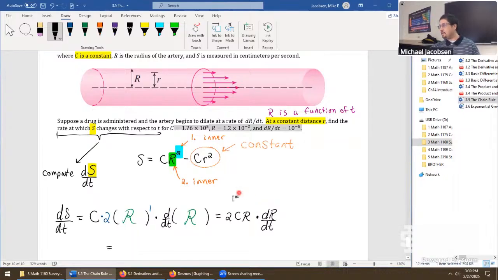So next line, we have 2 times this coefficient C, 1.76 times 10 to the power 5. I'll write my scientific notation that kind of way. We're evaluating the derivative where the radius of the artery is 1.2 times 10 to the power negative 2, and at the time at which the rate of change for the artery expanding is this quantity, 10 to the power negative 5. So let's dump this into a calculator.